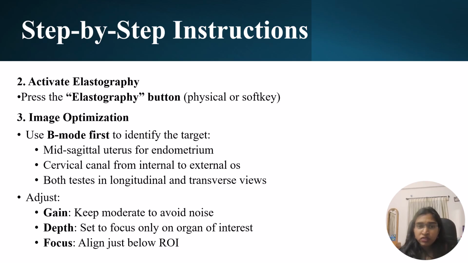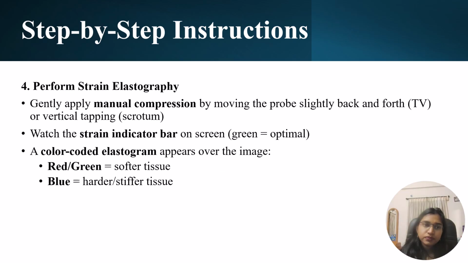Use B mode first. First we have to use the B mode to identify the target: a mid-sagittal uterus for the endometrium. If we are looking at the cervical canal, then from internal to external os it should be seen. Then both testes in the longitudinal and the transverse views. Then we have to adjust the gain, the depth, and the focus. Then we have to perform the strain elastography.